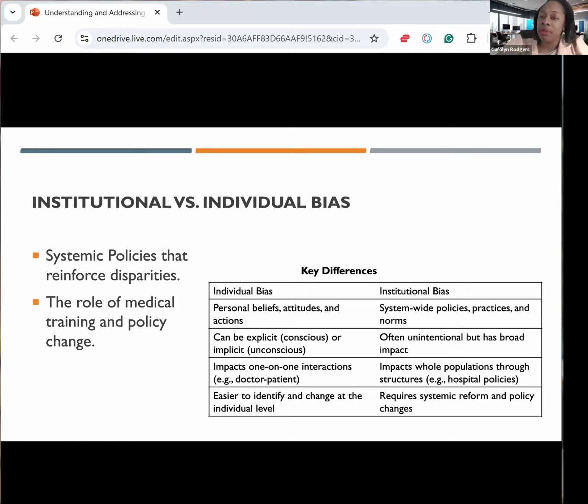"I'm just doing my job." That's a comment that you would often hear to go along with institutional bias. It creates barriers to access, opportunity, and quality care for marginalized populations. So, an example in healthcare would be fewer hospitals in predominantly Black neighborhoods, limiting access to prenatal care or emergency services. And I'll go a step further and say a lack of research based hospitals in predominantly Black neighborhoods, because we know that research based hospitals tend to have the gold standard of care and the most recent knowledge and current treatment.